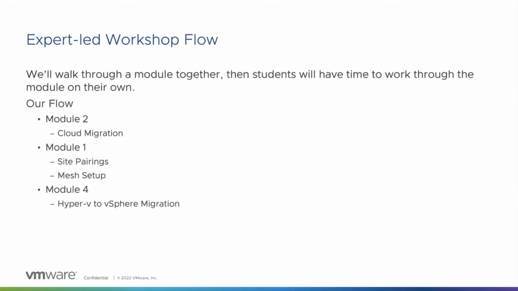For the purposes of this lab, though, we're going to focus on a couple of key modules and parts of those modules. So first, we're going to jump in and do a vMotion. Then we're going to go to the site pairings. We'll do a site pairing, mesh setup, and a network extension. And then we'll check on the vMotion, should be done by then. And then we'll jump into Hyper-V to vSphere migration. Okay, so let's now switch over.